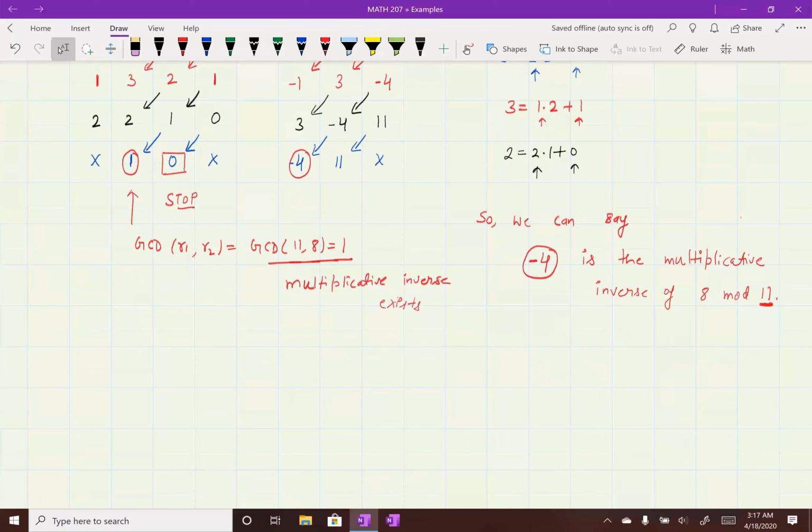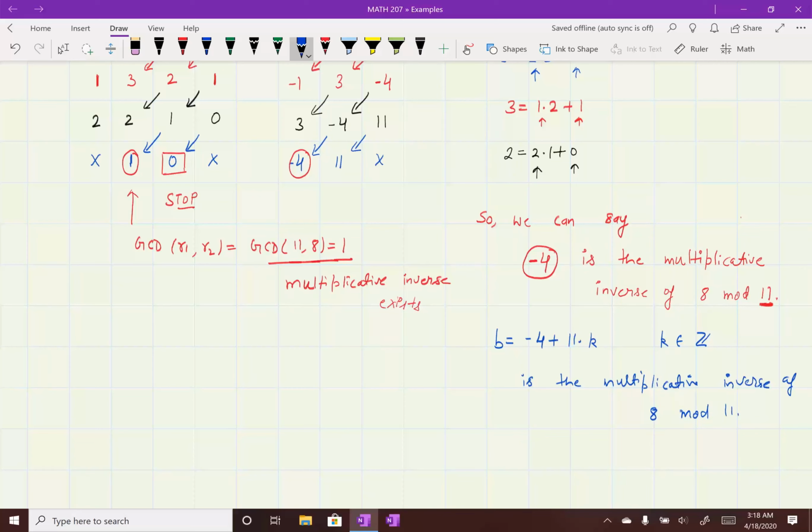When minus 4 is the multiplicative inverse of 8 modulo 11, then we can say any integer b of the form minus 4 plus 11 times k, where k is an integer, is going to be a multiplicative inverse of 8 mod 11.